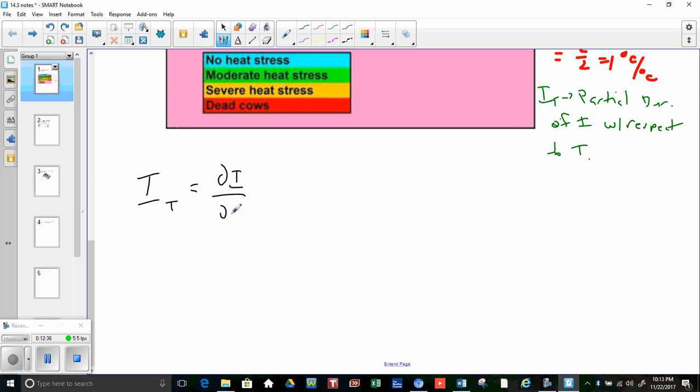I am purposely not drawing my D's as solid D's. They almost look like backwards 6's. It's a good way to describe it. This is a partial derivative notation. So it's the partial derivative of I with respect to time.